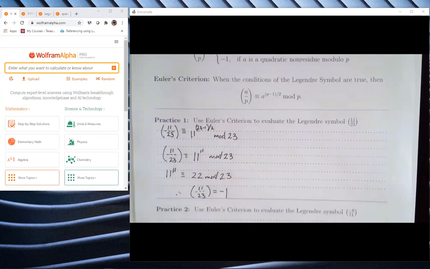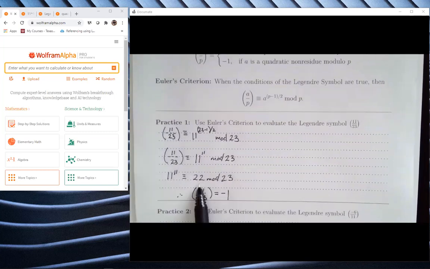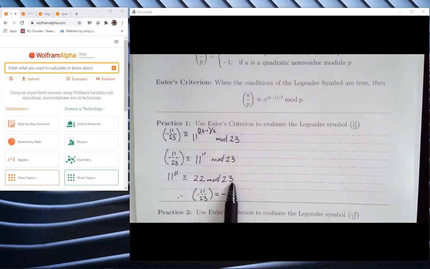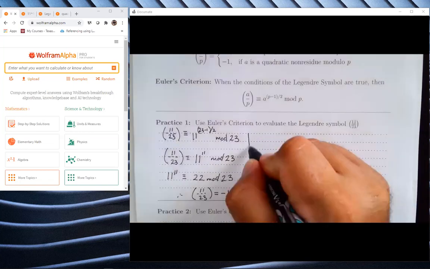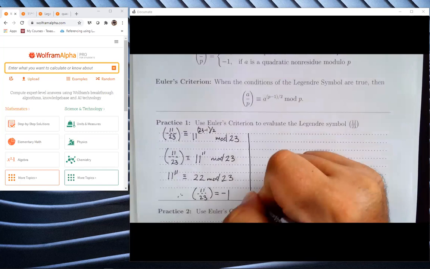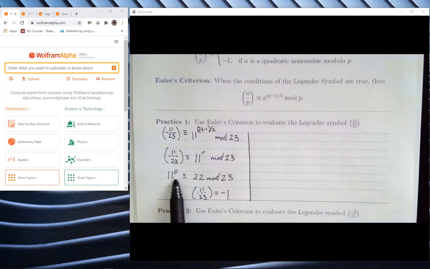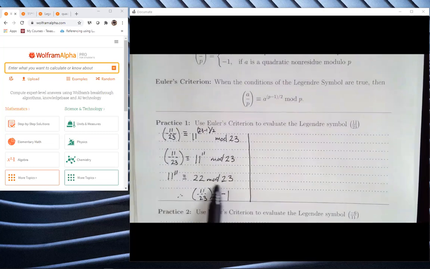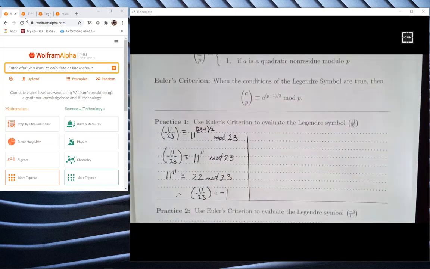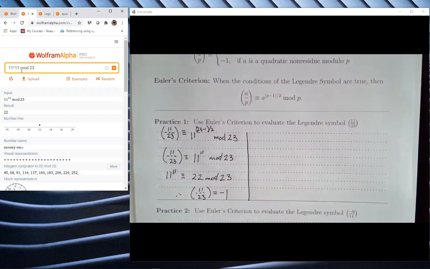Why will it equal -1? Well, 22 mod 23 is equivalent to -1 mod 23. Now some of you might be asking, how did you get this value so quickly? This 11 to the 11th is equivalent to 22 mod 23. Assuming you have technology available to you, you could go to a website such as Wolfram Alpha and type in 11 raised to the 11th mod 23 and see that you get a result of 22.